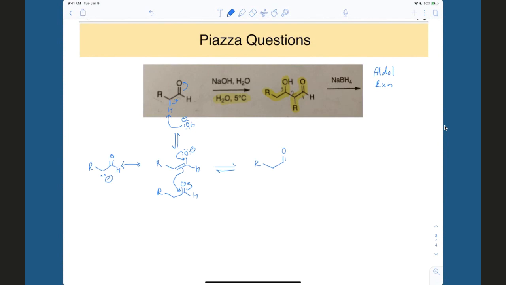So I'm drawing this in a slightly different arrangement from how it's drawn in the answer, but it has the same connectivity. And then finally, we just need to protonate and we get our aldol product.